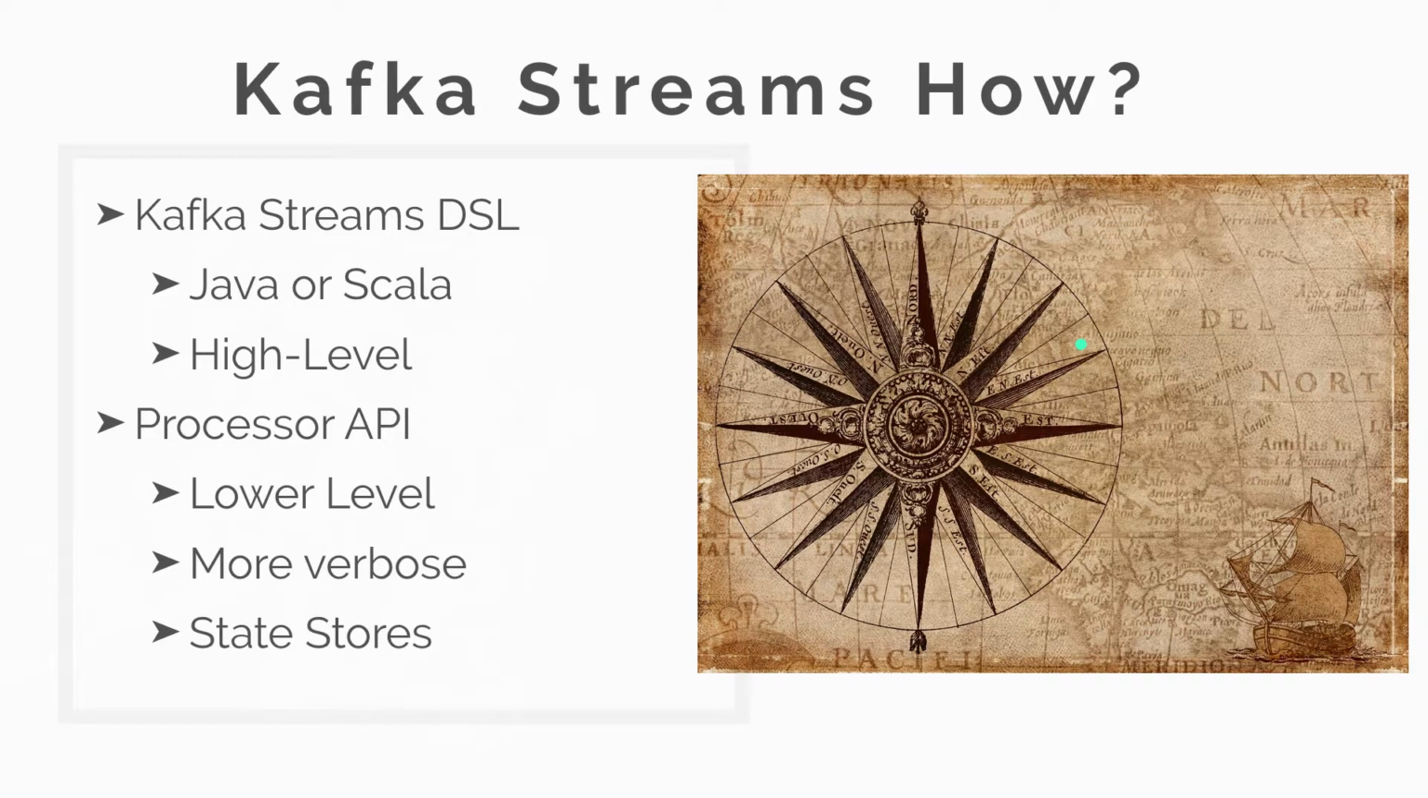So how do you use Kafka Streams? There's really two ways. You can use the Kafka Streams DSL, again, Java or Scala. It's higher level. It's the recommended approach to start with Kafka Streams. And then you can also use the processor API. In the testing code that we've had, we used both to show you what it looks like from both of these perspectives.